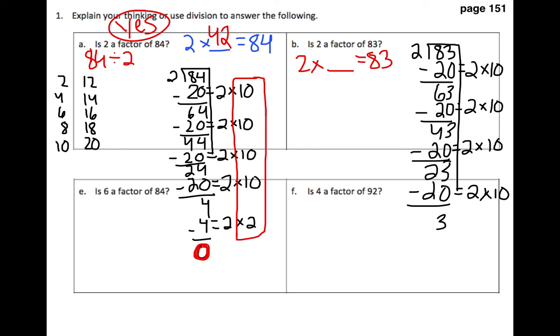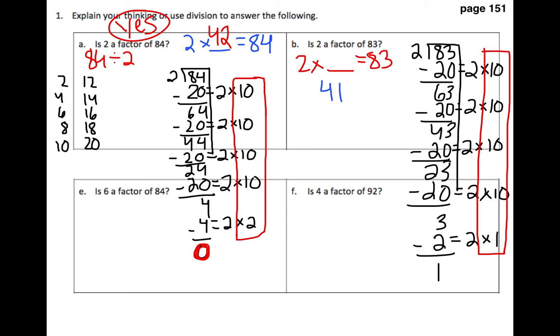What's the greatest number I can subtract from 3? The greatest multiple of 2 is going to be 2. 2 equals 2 times 1. Subtract. 3 minus 2 is 1. So what's our quotient? We're going to add up. 10, 20, 30, 40, 41. Do we have a remainder this time? We do, because there's 1 down here. So we get 41 with a remainder of 1.